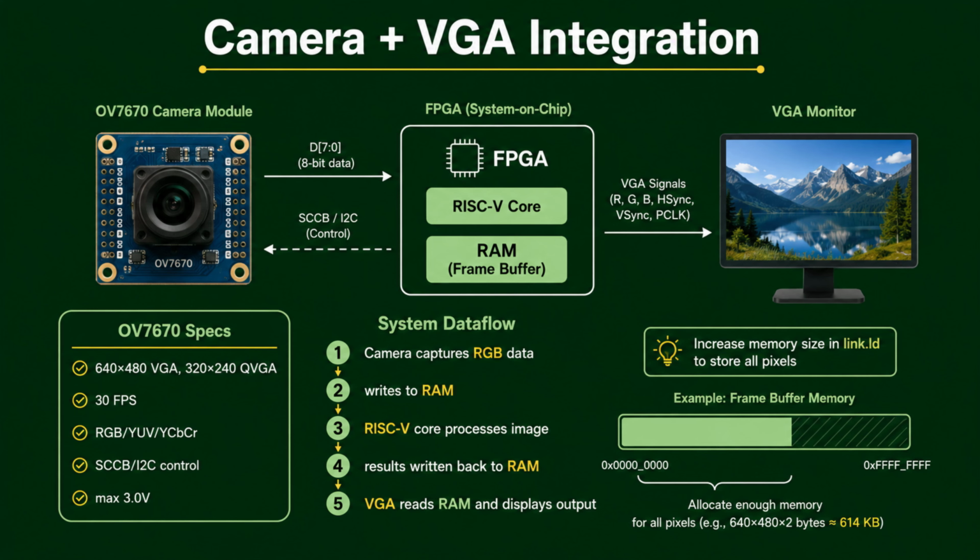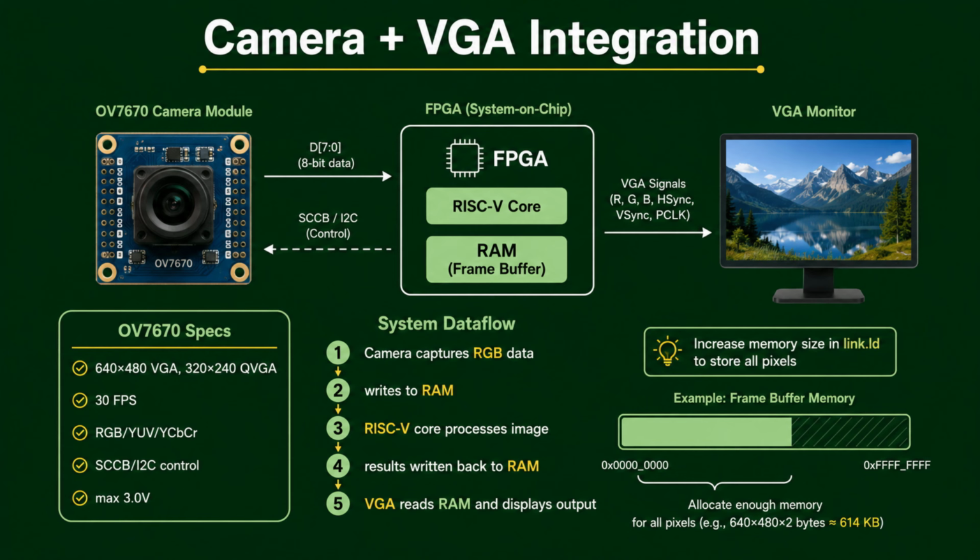Configuration is performed through the SCCB interface, which is functionally similar to I2C. The camera sends pixel data to the FPGA, where the information is written into memory. For the image processing implementation presented in the thesis, the important flow is very simple.